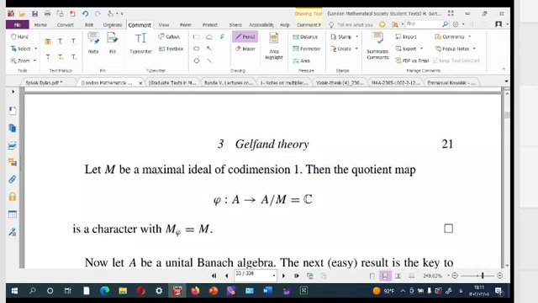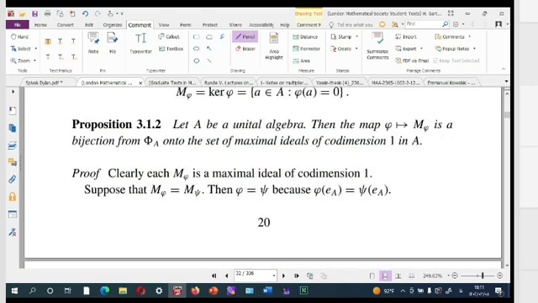And let M be a maximal ideal of codimension one, then this quotient map is a character with this property. We have this very nice proposition. Let A be a unital algebra. Then this map is a bijection from Φ(A) to the set of all maximal ideals of codimension 1.